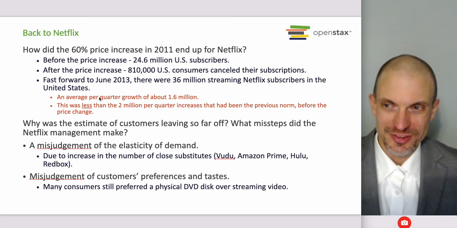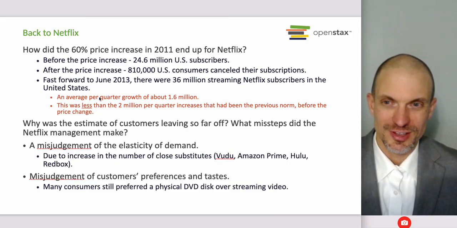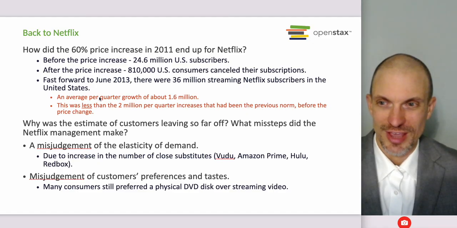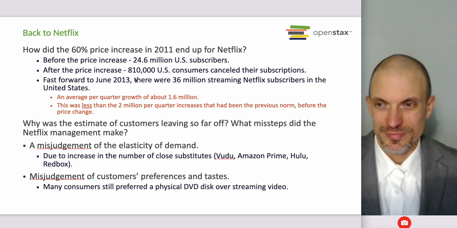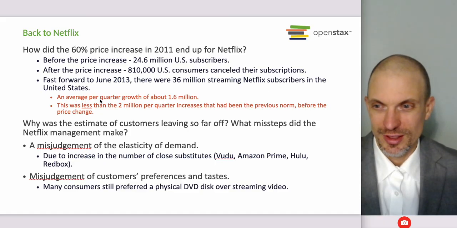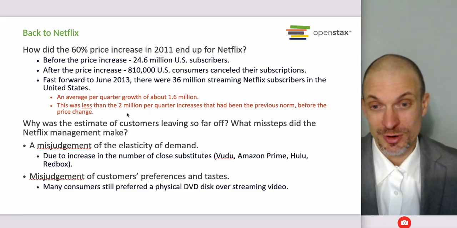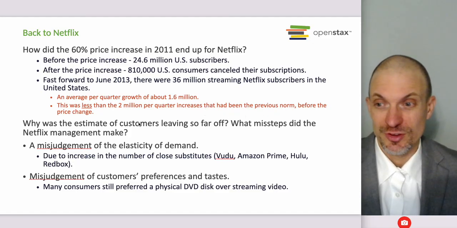Back to Netflix. How did the 60% increase in price in 2011 end up for Netflix? Before the price increase, there were 24.6 million US subscribers. After the price increase, there were 810,000 US consumers canceling their subscriptions. So fast forward to 2013, there are 36 million streaming Netflix subscribers. Average growth per quarter is about 1.6 million. This is less than the 2 million per quarter increases that had been the previous norm.